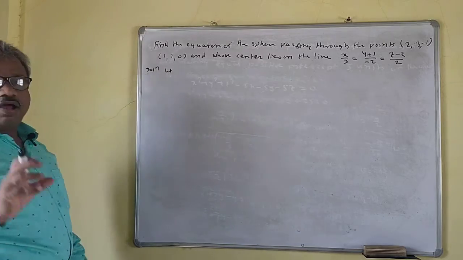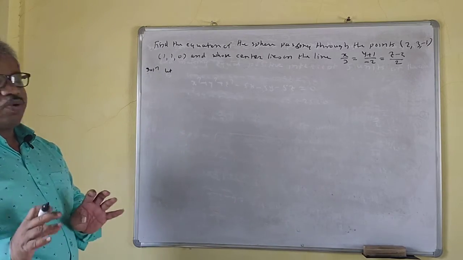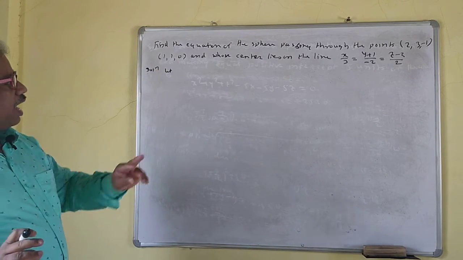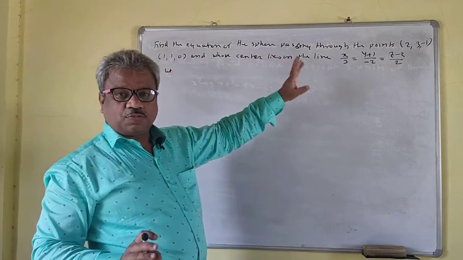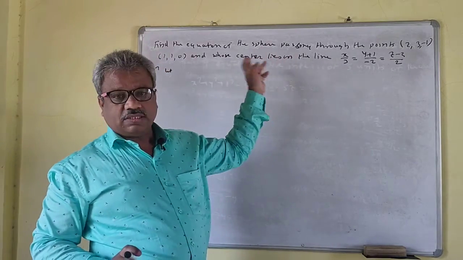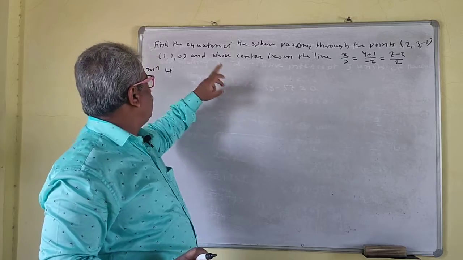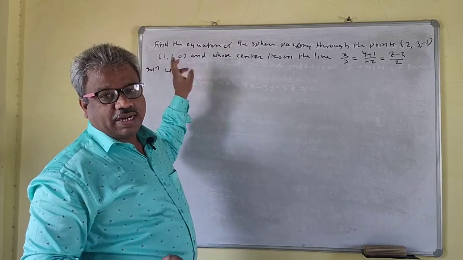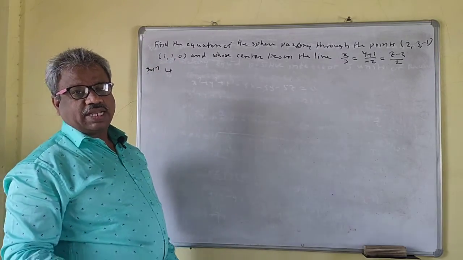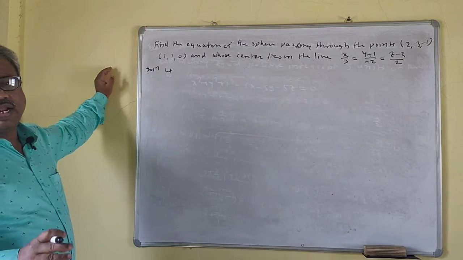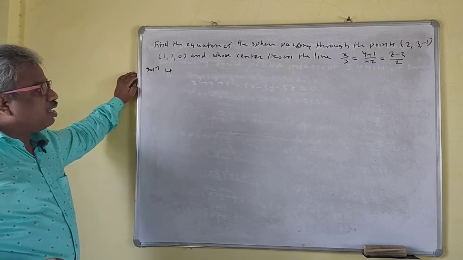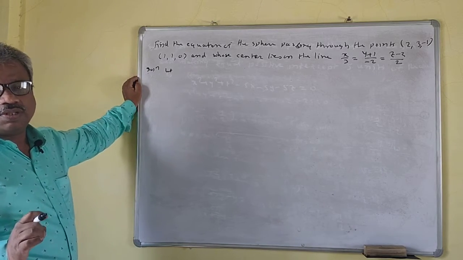So now here the idea of the center is given. So what we will do, we will find the center, and these 2 points are on the sphere. That means from any point you can find the distance, from (2, 3, minus 1) or (1, 1, 0), so you will get the radius. Once you get the radius and the center, you are ready to find the equation of the sphere. So we will find the center of the sphere first.